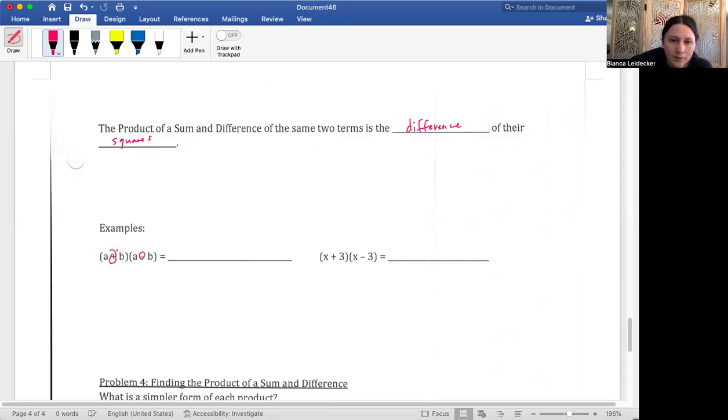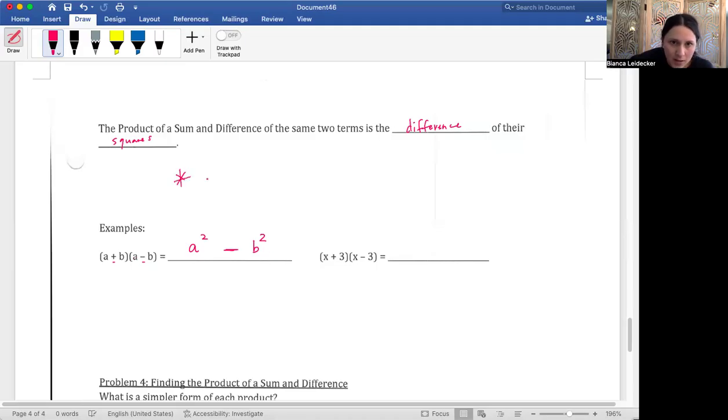So you're multiplying them as binomials. However, one's an addition, everything's the same. The terms are the same, but one's a positive, one's a negative, or one's an addition, one's a subtraction. What ends up happening is it's the difference, meaning subtraction. So the difference of their squares, meaning a squared and b squared. And that's the final answer: a plus b times a minus b equals a squared minus b squared.